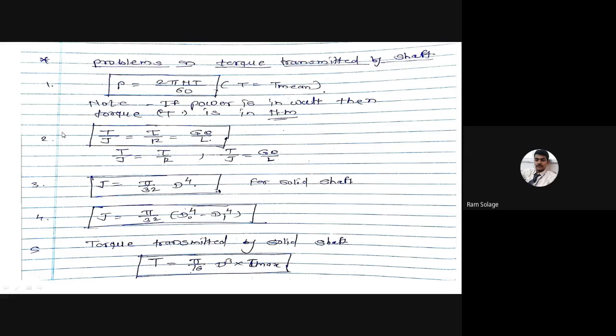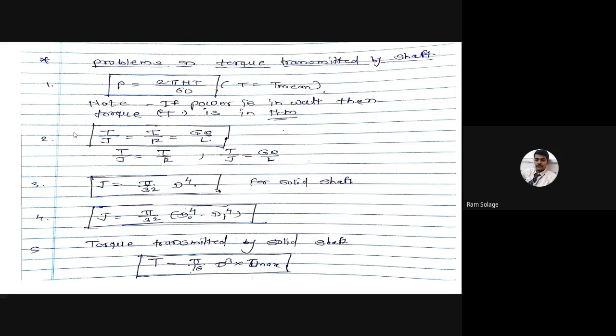Now formula number 2 is very important. A number of problems we will solve on formula number 2, that is T upon J is equal to tau upon R is equal to G theta upon L. In this case we have to use relation number 1 and 2, and relation number 1 and 3. When do we take relation 1 and 2, and when do we take relation 1 and 3?